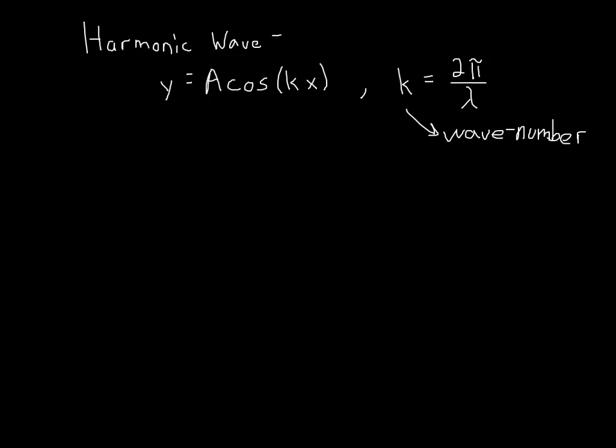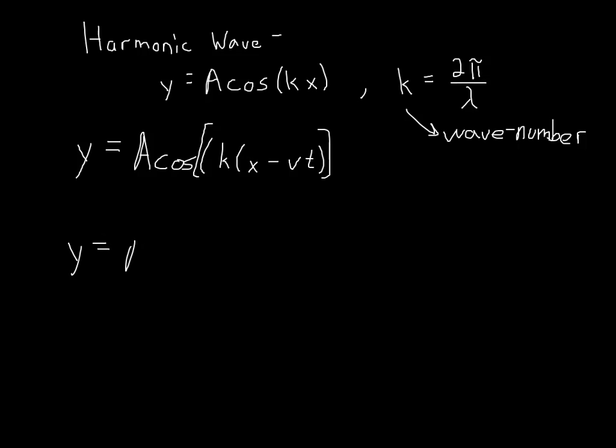Now, if your wave is actually traveling, it's moving, then your y changes a little bit. Your equation for your wave becomes y equals a times cosine of k multiplied by x minus velocity of the wave times the time. Or y can be equal to a times cosine of k times x plus velocity times time.